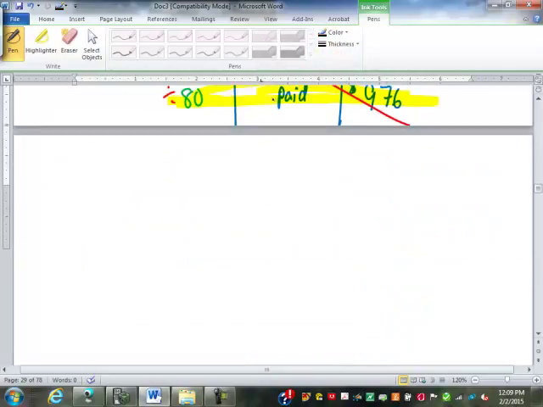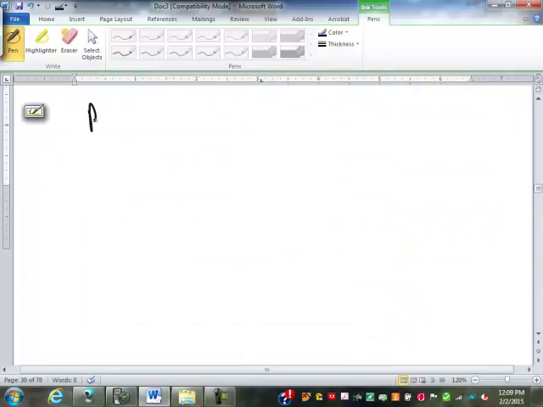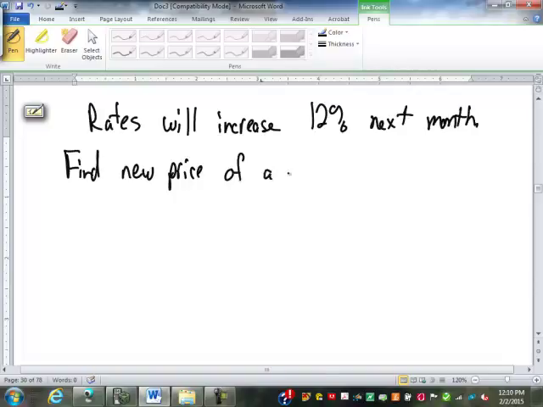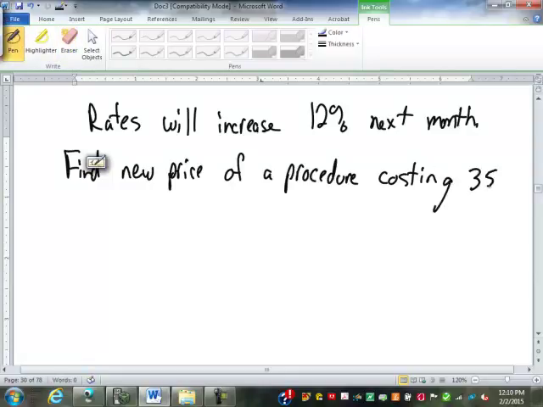We could end up with something like this. We could say that rates will increase 12% next month. So find the new price of a procedure currently costing $3,500.